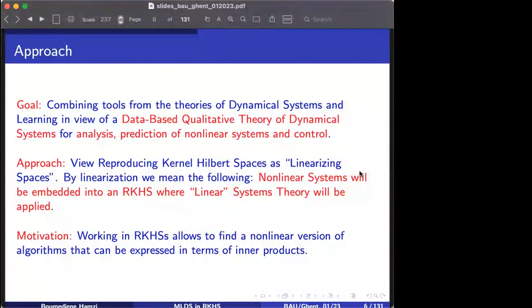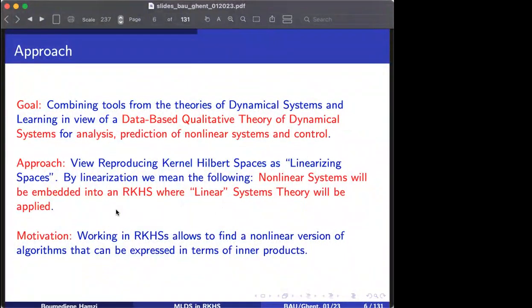So our approach is to use a special kind of Hilbert spaces called reproducing kernel Hilbert spaces to develop a data-based qualitative theory of dynamics for analysis, prediction, and control. Here the Hilbert space will be constructed from data. So we have data, and then we construct a Hilbert space where the analysis becomes simpler. We are going to view reproducing kernel Hilbert spaces as linearizing spaces, but linearizing is to be understood in a loose way. By linearization, we mean that nonlinear systems will be embedded into reproducing kernel Hilbert spaces where linear system theory will be applied.